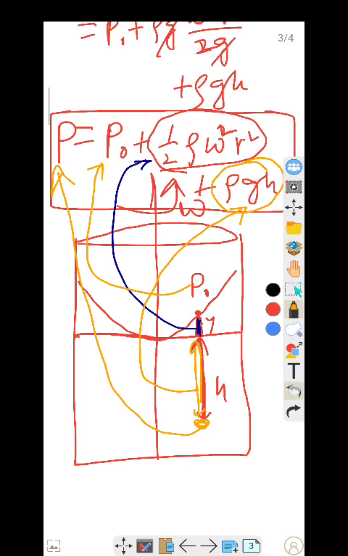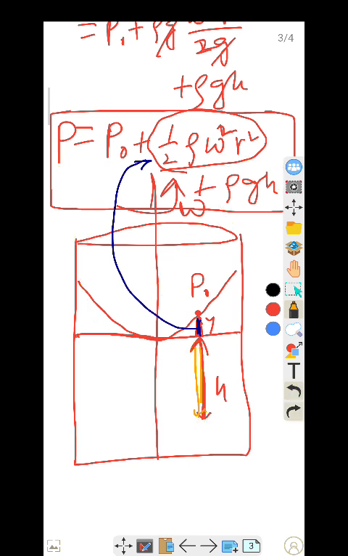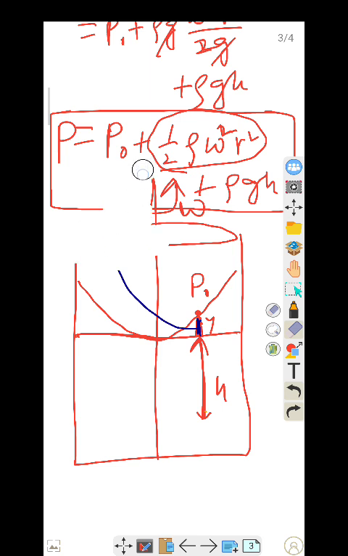So let's remove all this and clear this. So this is my expression of pressure.